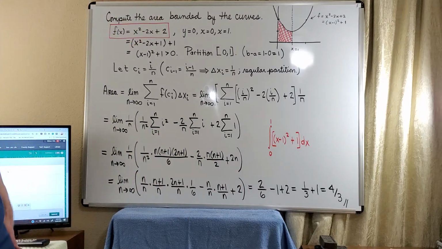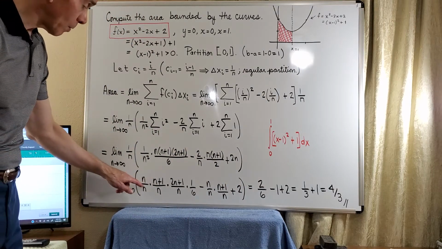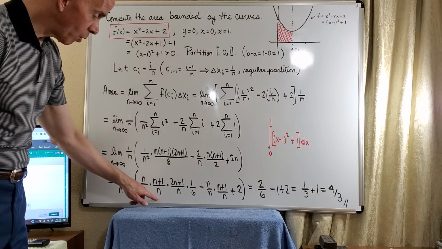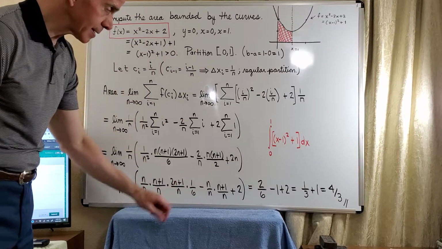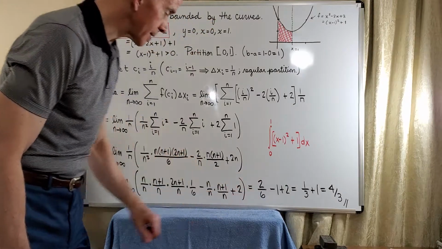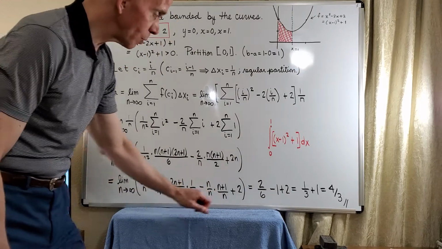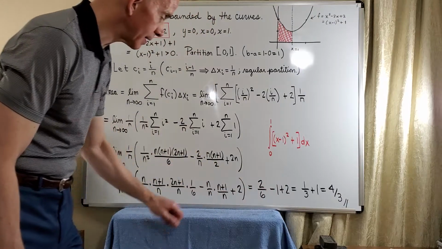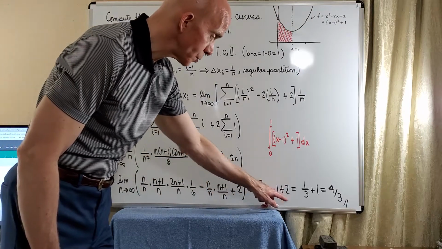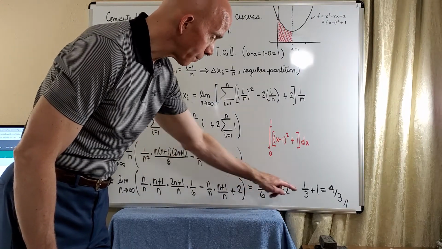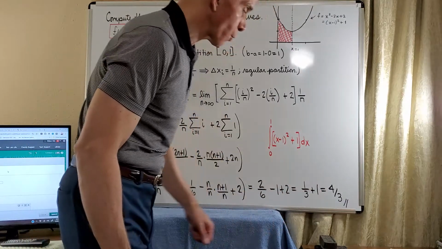Now it's very simple to pass to the limit. Of course, here, 1, 1, 2, and a 6. So we get 2 over 6. Here, we just have a 1, 1, so we get 1 with the negative sign. And of course, that's constant, so that's 2. So we just get what? 1 over 3 plus a 1, which is 4/3.